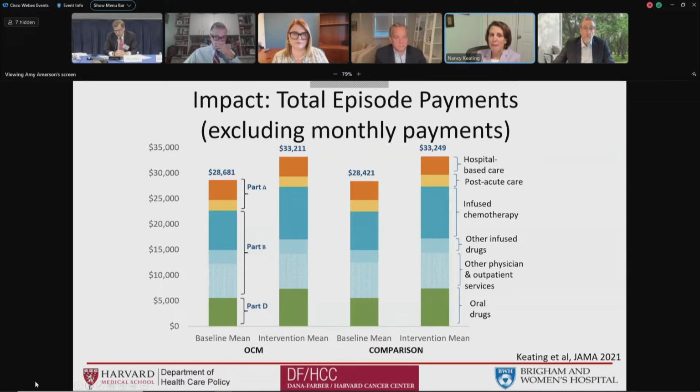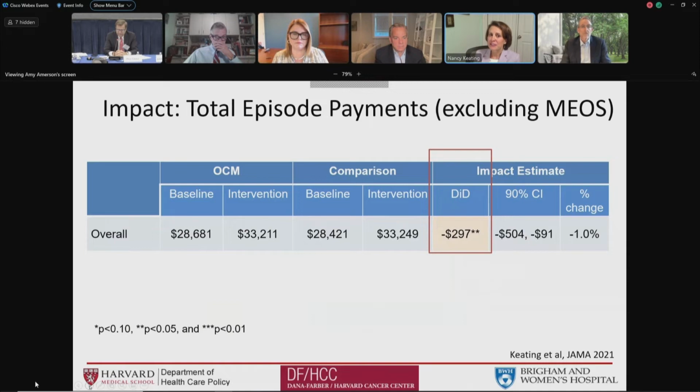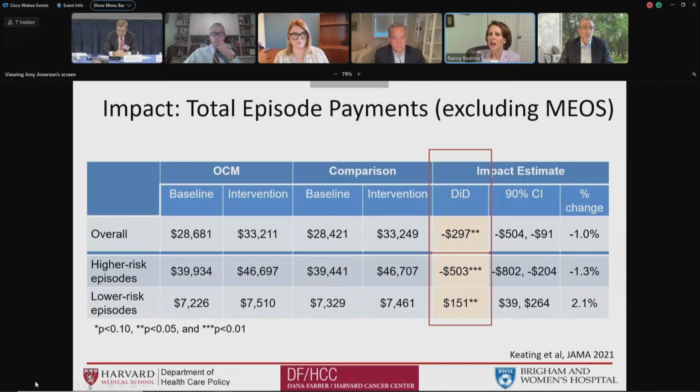Next slide, please. This slide shows our difference-in-differences analysis. To orient you, the baseline and intervention periods for OCM and comparison episodes are toward the left side, and in the red box is the difference-in-differences estimate. As you see here, we found a relative payment reduction of $279 for all episodes combined. On the bottom, you see where we stratified into the higher risk episodes and the lower risk episodes, the latter being primarily breast and prostate cancer patients receiving hormone therapy only, which were included in the model.